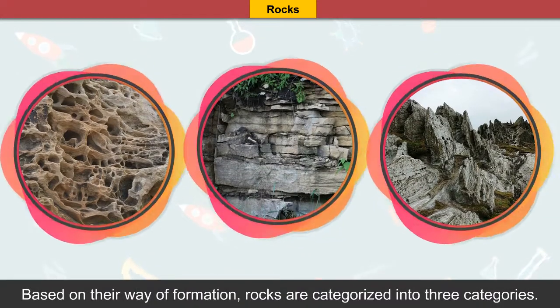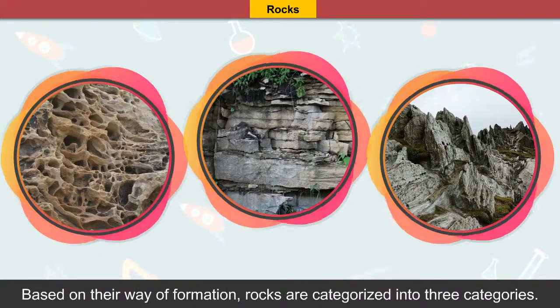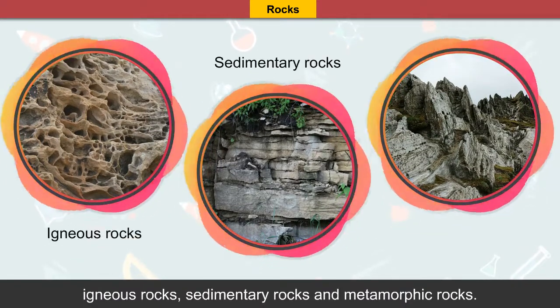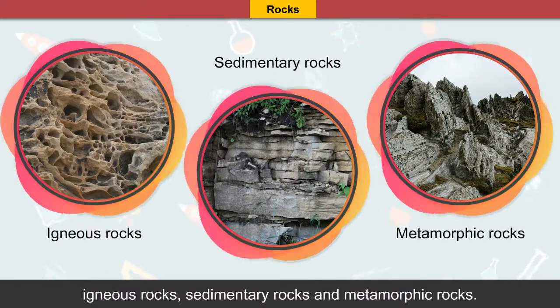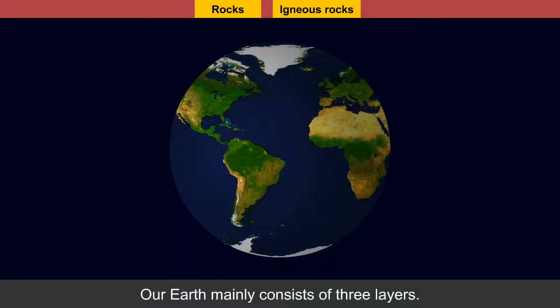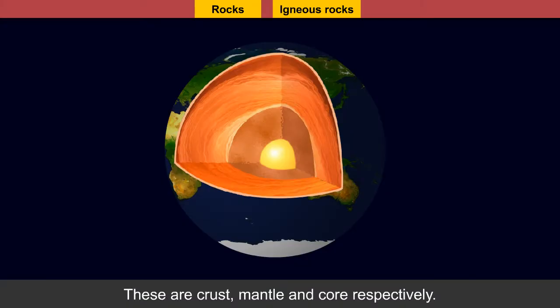Based on their way of formation, rocks are categorized into three categories: igneous rocks, sedimentary rocks, and metamorphic rocks. Igneous rocks. Our earth mainly consists of three layers. These are crust, mantle, and core respectively.